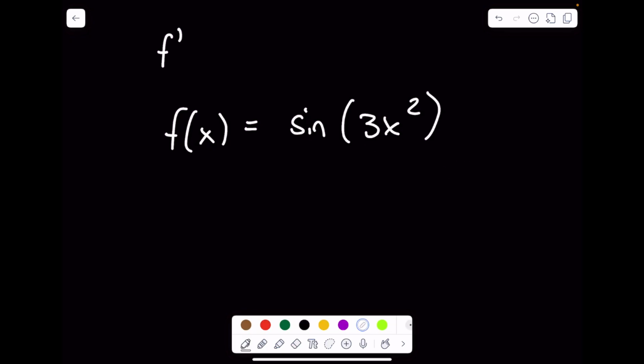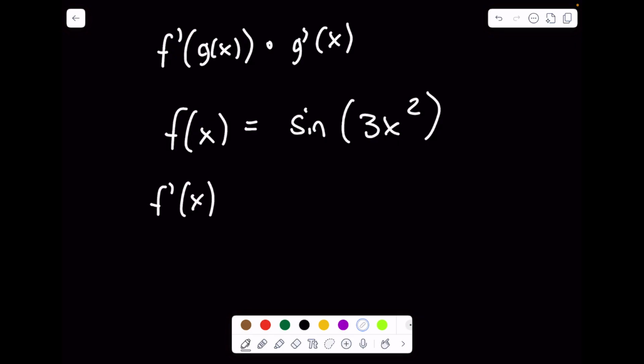So write the equation down again. We have the derivative of the outer function with the inner function inside and unmodified, multiplied by the derivative of the inner function. Alright, so that's how you use the chain rule. So let's go through it. The derivative of the outer function would be just the derivative of sine, which we know is cos.